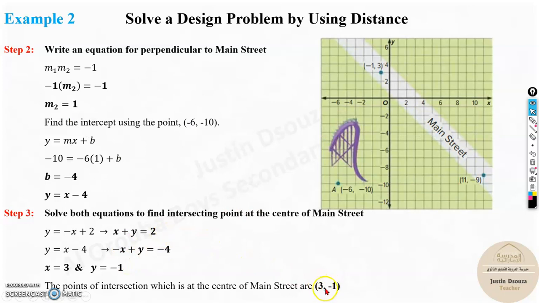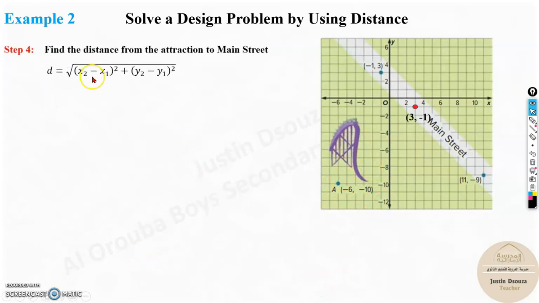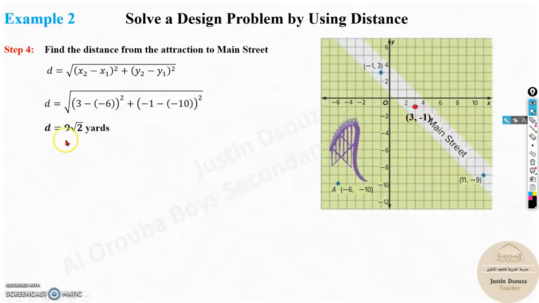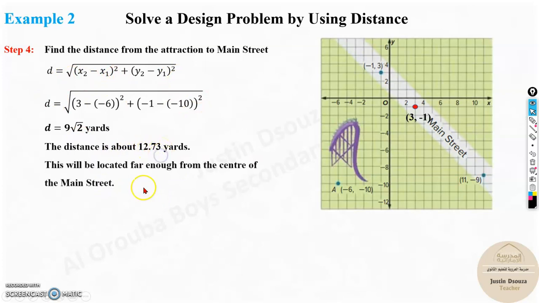Now all you need to do is find the distance between this point A and this one over here. Let's see the distance of, say, A and this point. x1, y1, x2, y2. All you need to do is put it in the calculator, in the distance formula, and you will get the answer. That is 12.73.